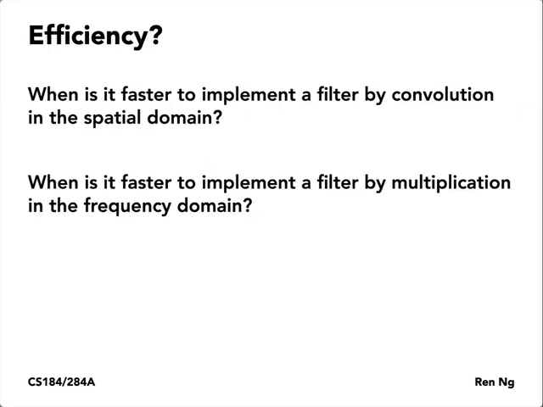So what's the efficiency? I just walked through it. When is it faster to implement a filter by convolution in the spatial domain? And when is it faster to implement a filter by multiplication in the frequency domain? There'll be a breaking point there. It'll come down to the size of the filter kernel. And at some point, for a filter kernel that's large enough, it will be faster to implement it in the frequency domain because of the asymptotics that I just reviewed, okay?